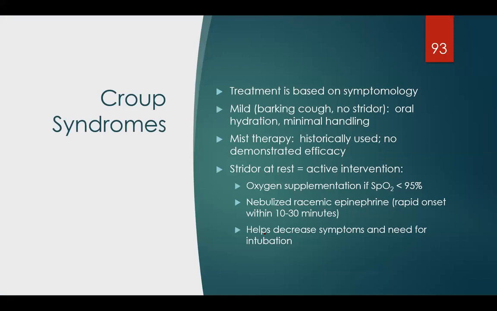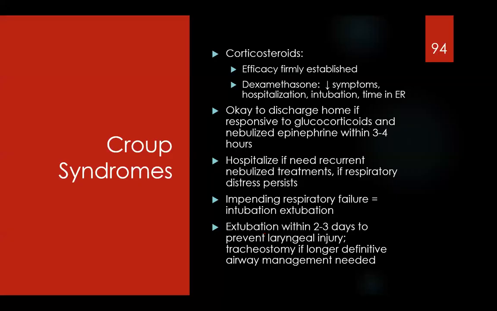Treatment for croup is steroids, but it's going to be steroids and racemic epi, okay? Corticosteroids are your mainstay here for croup treatment. Dexamethasone is usually the steroid of choice. This decreases symptoms, hospitalization, and intubation. So we want to get these on board as quickly as possible. It is okay to discharge them home after watching them for 3 to 4 hours and making sure that they responded well to the glucocorticoids and the nebulized epinephrine. If not, we've got to keep them.